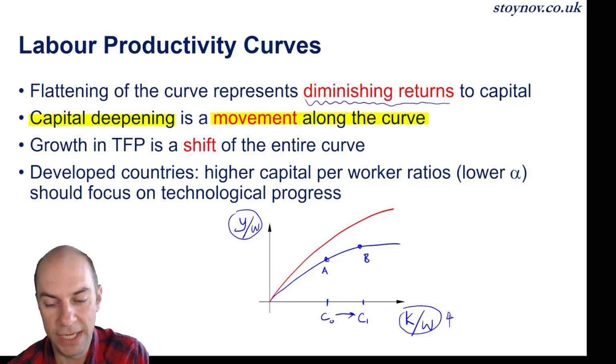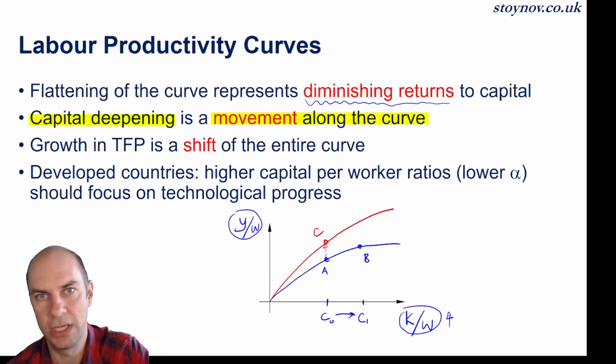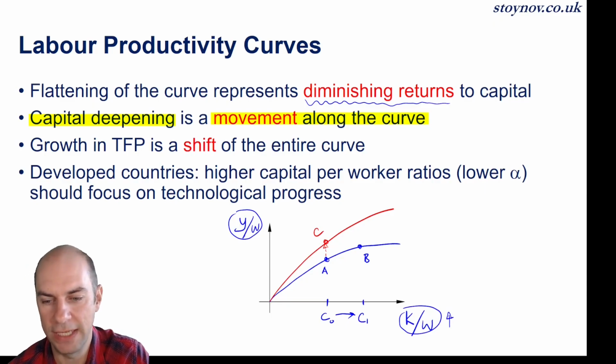So I could maintain the same capital worker ratio as A, but get a better output. So that point C is vertically above A. So I'm using the same capital per worker ratio, but getting better output because I use better technology, right? Maybe I'm using computers now rather than doing work manually, or tractors on the farm rather than using manual labor. And here, vertically above B is, let's say, point D.